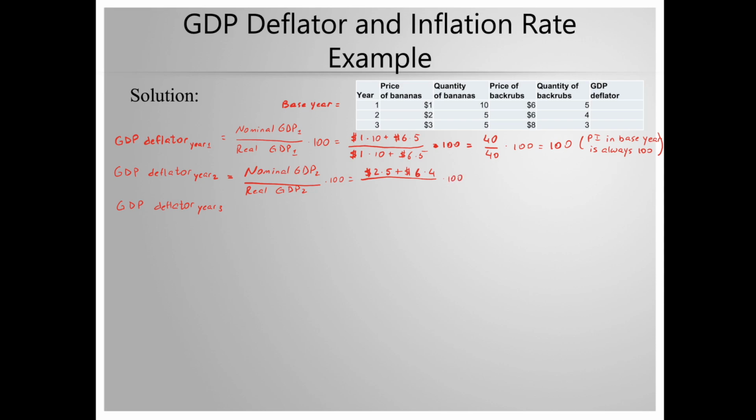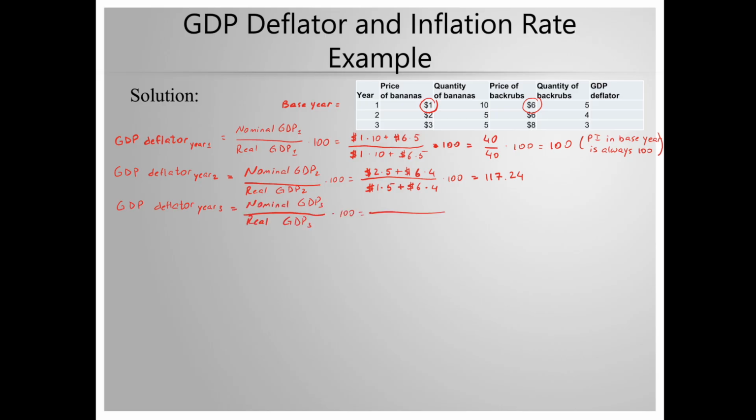What about the real GDP? Well, for real GDP, we have to use the prices from the base year, which are these right here. So every time we need to calculate real GDP, we will use these prices. So it's $1 and $6. But we're using current quantities. So quantities in year 2 are 5 bananas and 4 back rubs. So in year 2, the GDP deflator is 117.24.